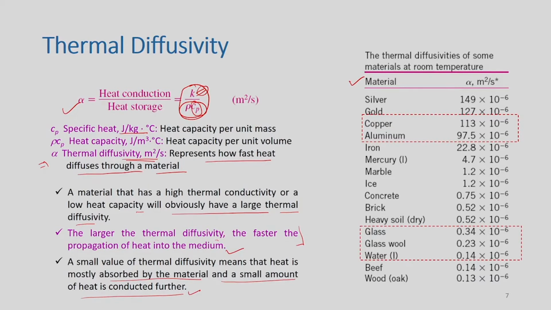This table shows the comparison of thermal diffusivities of materials. Silver is 147 into 10 to the power of minus 6 meter square per second. Copper is 113 into 10 to the power minus 6, aluminum is 97.5 into 10 to the power of minus 6, and for glass it is 0.34 into 10 to the power minus 6. We need to know the thermal diffusivity of glass, and water is 0.14 into 10 to the power of minus 6. These values are required while designing a solar collector.